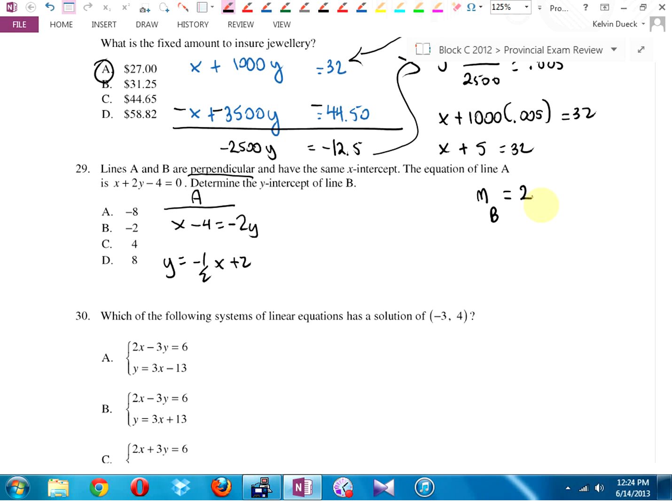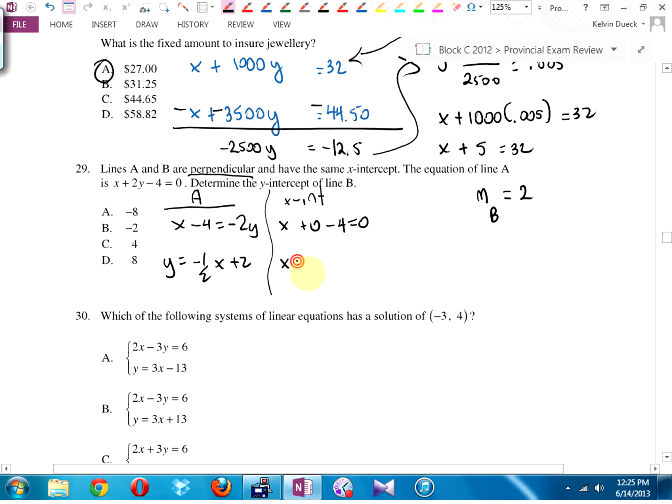How do I find an x-intercept? 0. Make y 0. Put a 0 in for y. So I've got room here to find the x, I'll make a little note to find the x-intercept. I'll go back to the typewritten line A, the one with no fractions, because that's easier. It's going to be x plus 0 minus 4 equals 0, because 2 times 0 in the middle there is just 0.